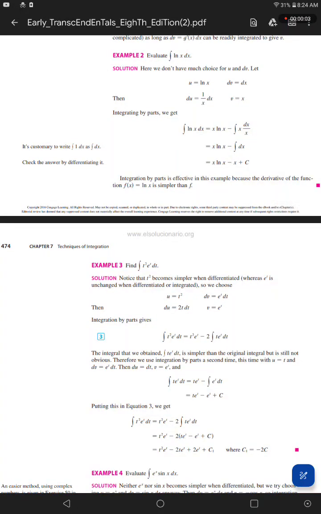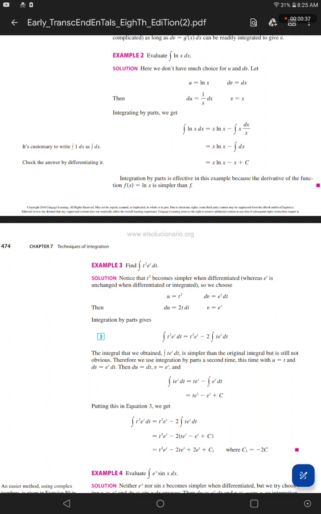Example 2. Evaluate the integral of the natural log of x dx. Solution. Here we don't have much choice for u and dv. Let u equal the natural log of x, then du equals 1 over x dx, and dv equals dx, and v equals x.